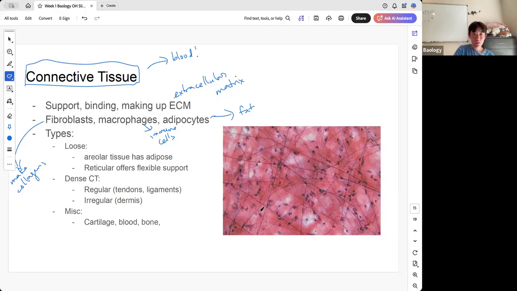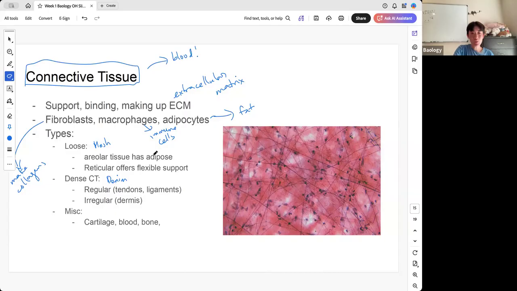There are multiple types of connective tissue. So we have loose and dense. Loose connective tissue is more like, what's a good metaphor? I don't know, like a mesh. If you're thinking in terms of fabrics, loose is like a mesh, whereas dense is like denim, a really thick, closely woven fabric.